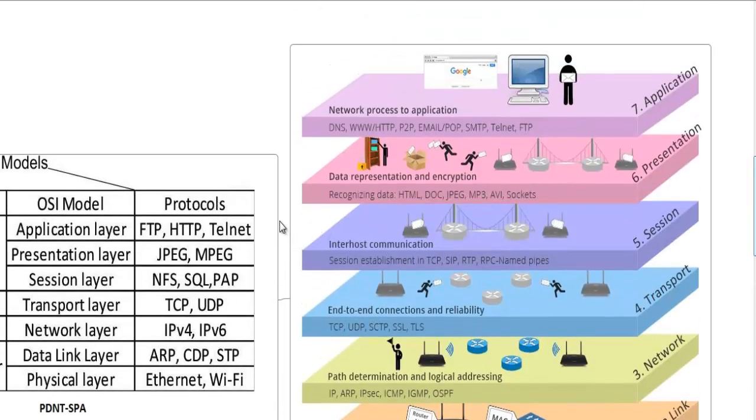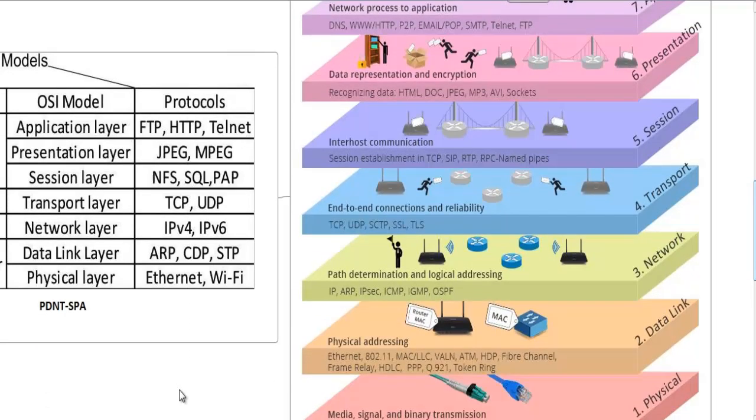Okay, let's see. At the application layer: DNS, WWW, HTTP, P2P, email, POP, SMTP, Telnet; all of these work at the application layer. At the presentation layer, recognizing data like HTML, DOC, JPEG, MP3, AVI works at the presentation layer. At the session layer, session establishment in TCP, SIP, RTP, RPC.